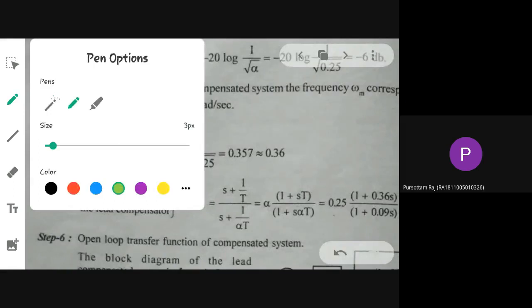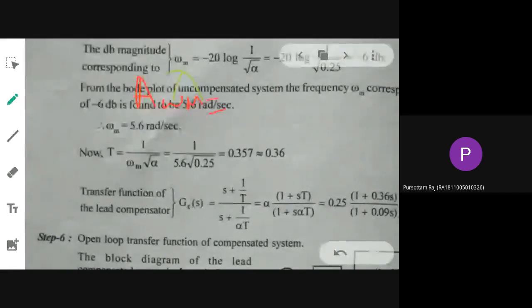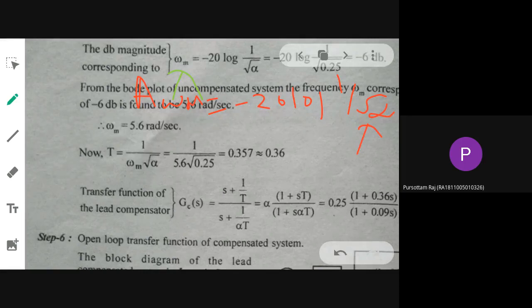The magnitude at omega m is equivalent to minus 20 log of 1 by the square root of alpha. Alpha I have just now calculated. If I am able to calculate that magnitude using this formula, I can go back to the Bode plot, note down the corresponding value of omega for that magnitude, and determine omega m.